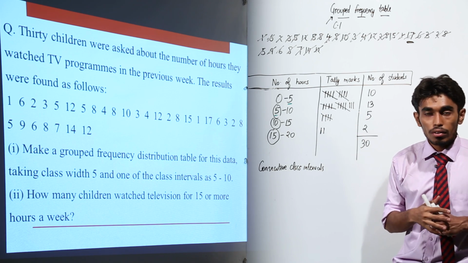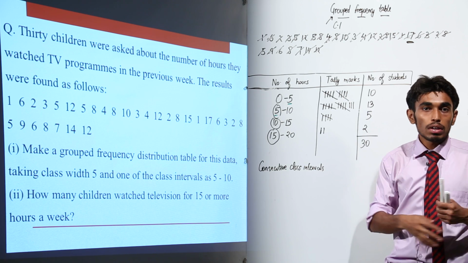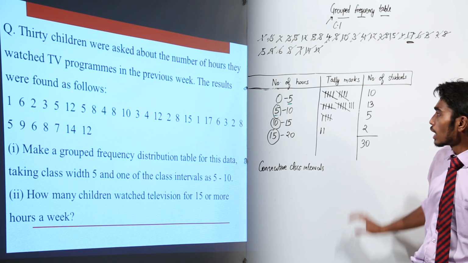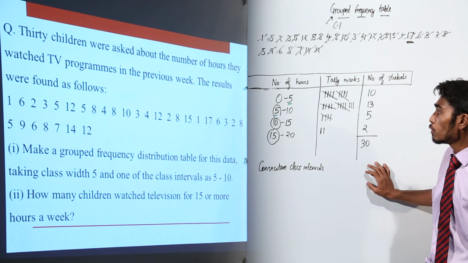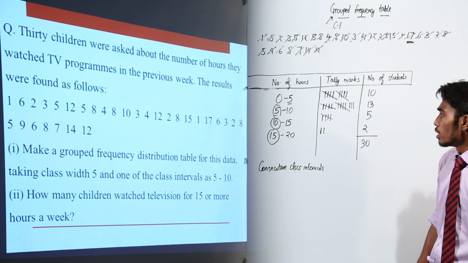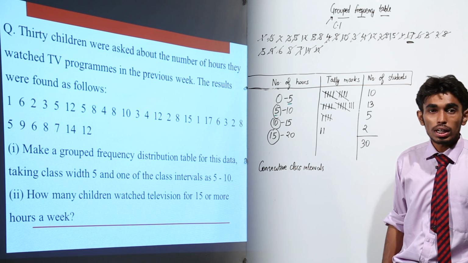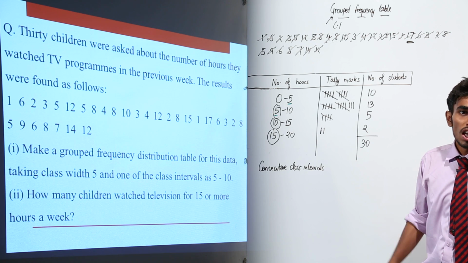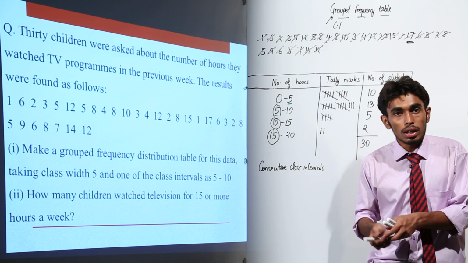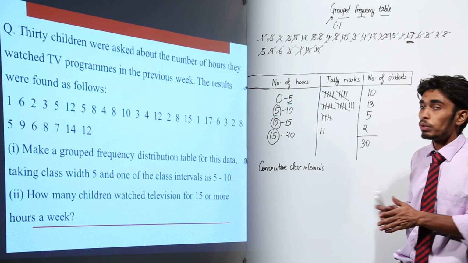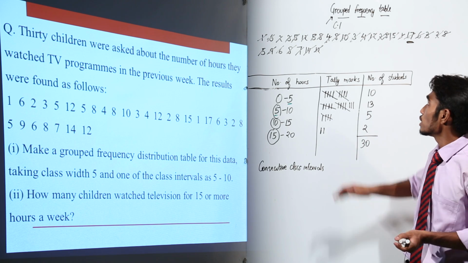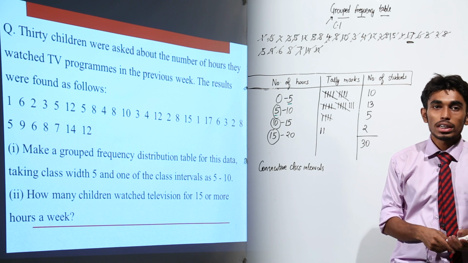So this is another type of representation of data, and as you can see, our time is saved, right? We were dealing with 30 students. Even if we were dealing with 100 students, we would have condensed the data, and our time would have also been saved, right? And if we want to know how many students are watching the TV for more than 15 hours, I can definitely say that there are only 2 students, right? If I had asked this question before, when I was dealing with the ungrouped frequency table, it would have taken some time for me to calculate this, right?